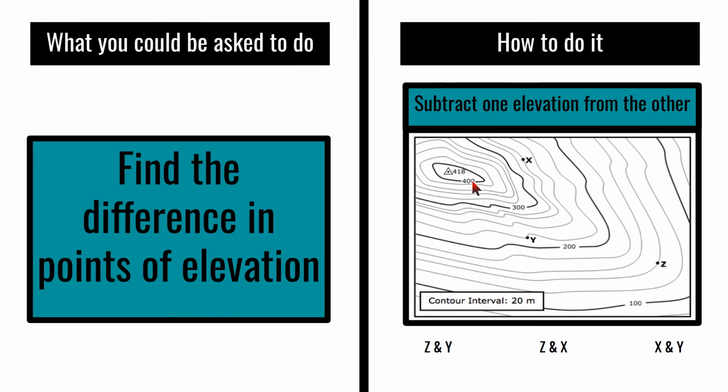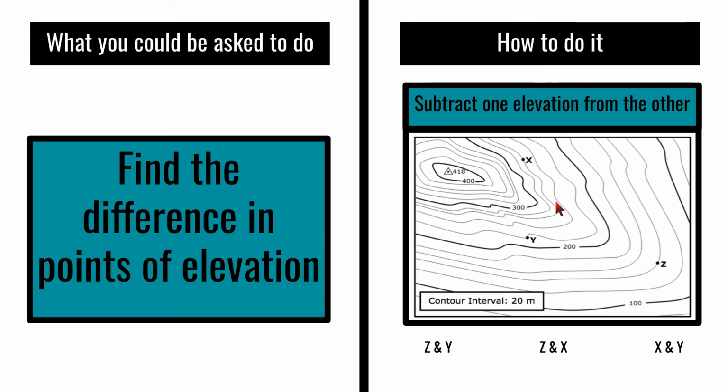So let's look at this 400 line. Same thing. You could walk around it the entire time and never get any higher than 400 meters above sea level. Same thing with this line over here. Just walk on it. You'll never get any higher or lower.